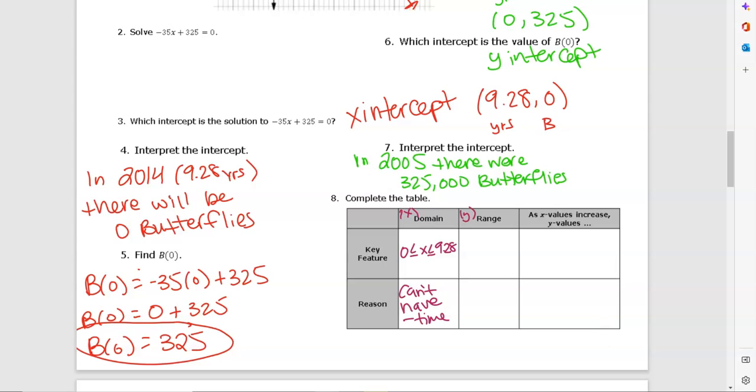All right, range is y. These are my butterflies. What was the least amount of butterflies? 0. What was the most amount of butterflies? 325,000 technically, yes, but we're going to stop at the y value of 325. Same kind of reason. We're not going to have negative butterflies. And we started off with 325, so we can't go higher than that because that's all we had to begin with. As x values increase, what happens to the y values? They decrease. And we had a negative slope that showed us that in the equation.